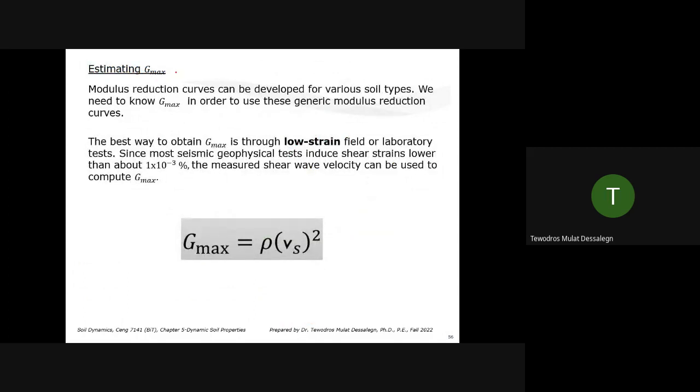Estimating Gmax. It may not be easy sometimes to get Gmax in the lab. If we get it, that's good. But if we don't get it, you can get Vs of a soil from a test, and Gmax is the density of the soil times Vs squared. The modulus reduction curve can be developed for various types of soils.